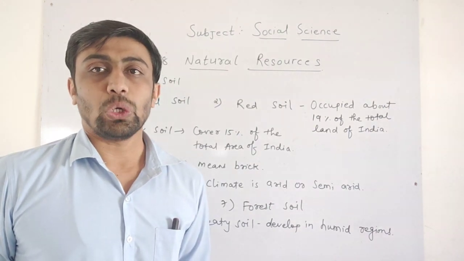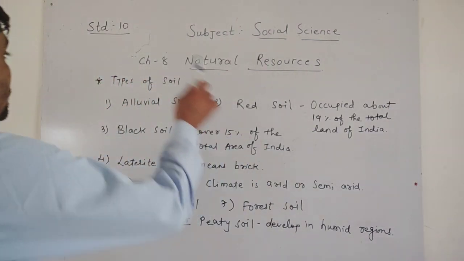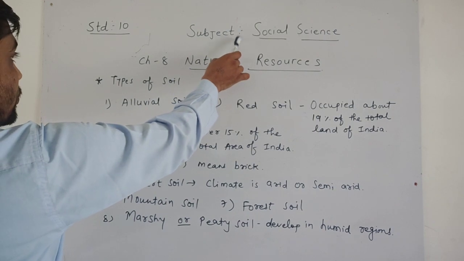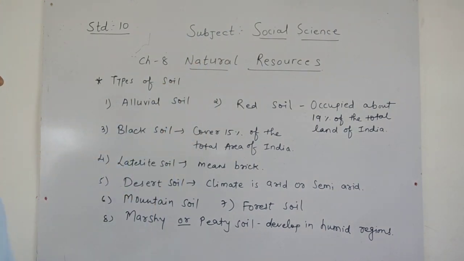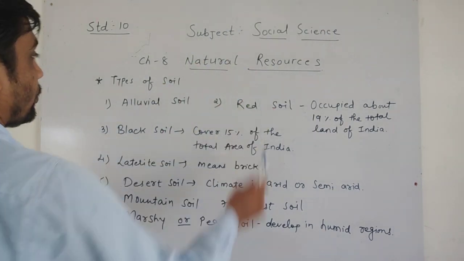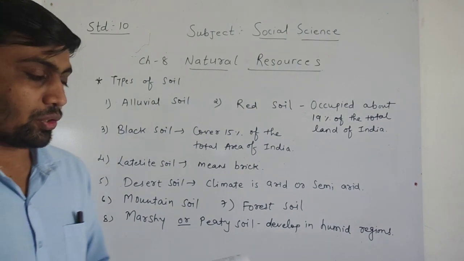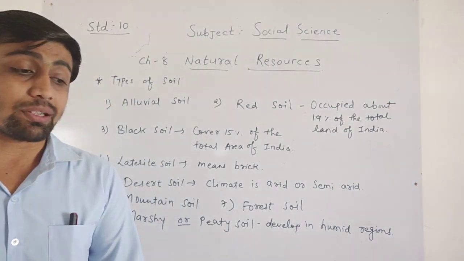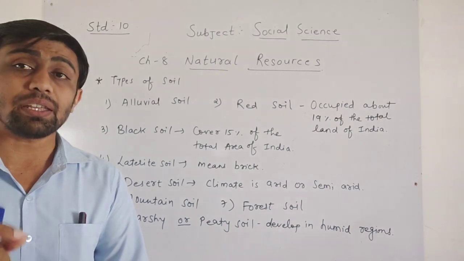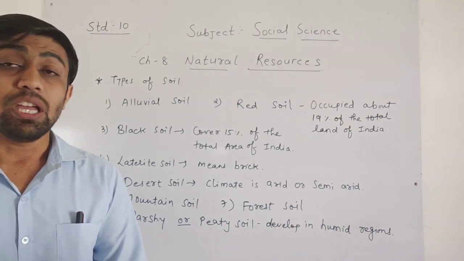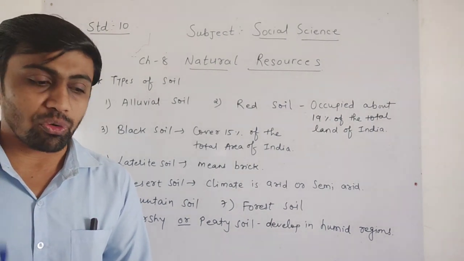Dear children, today we have to learn in Standard 10 subject Social Science chapter number 8. The name of the chapter is Natural Resources. Now, dear children, you know very well that in the previous lecture we have learned about the planning and the conservation of resources, after we have learned about the soil formation.